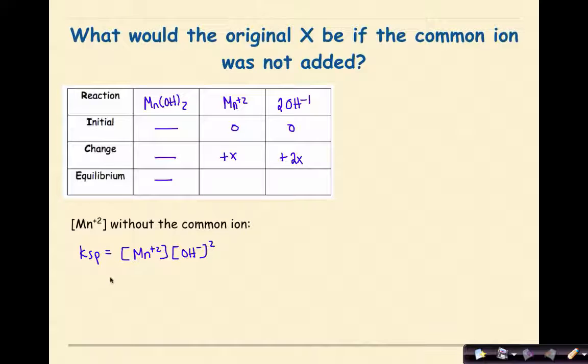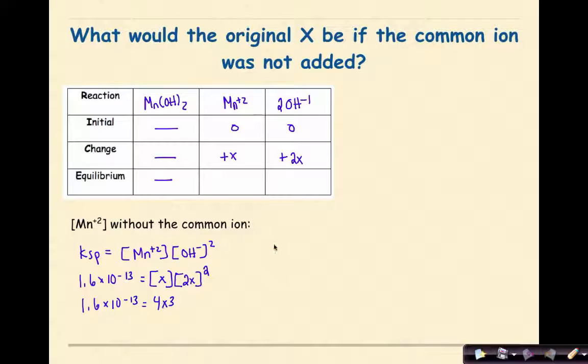And then I'd take my original values, my original KSP, 1.6 times 10 to the negative 13. And I'd say the Mn plus 2 is being represented by this X. And since we're not putting the common ion in, this would just be 2x as it's coming from right here, but it would still be squared. And then this would be 1.6 times 10 to the negative 13, and that would equal 4x cubed.